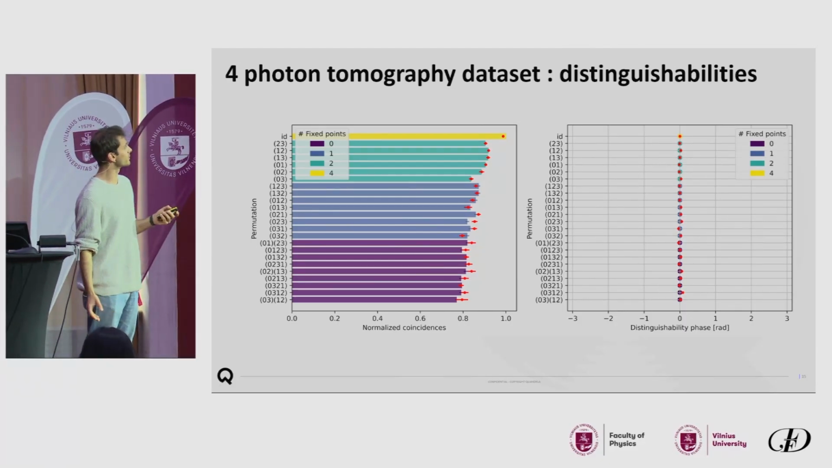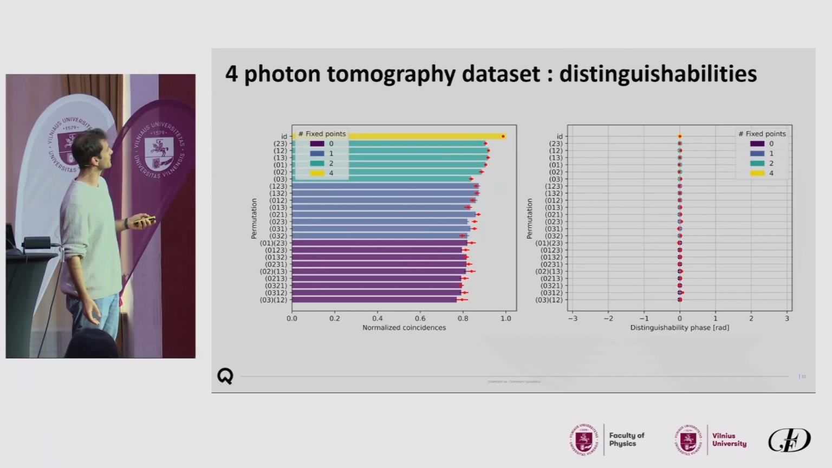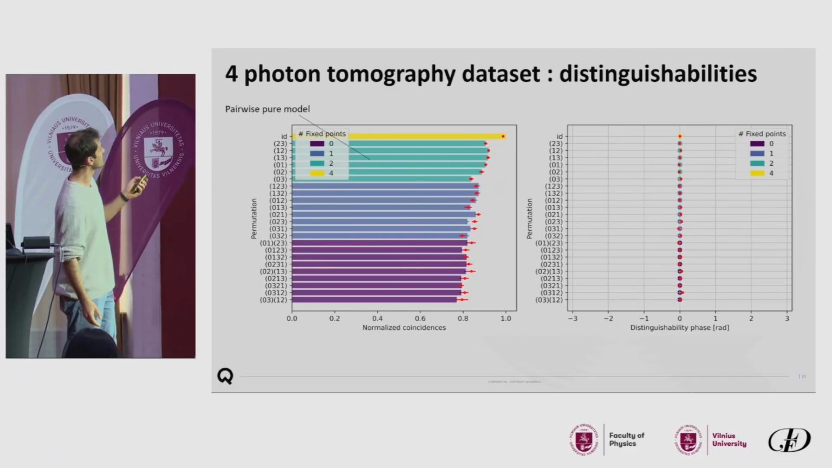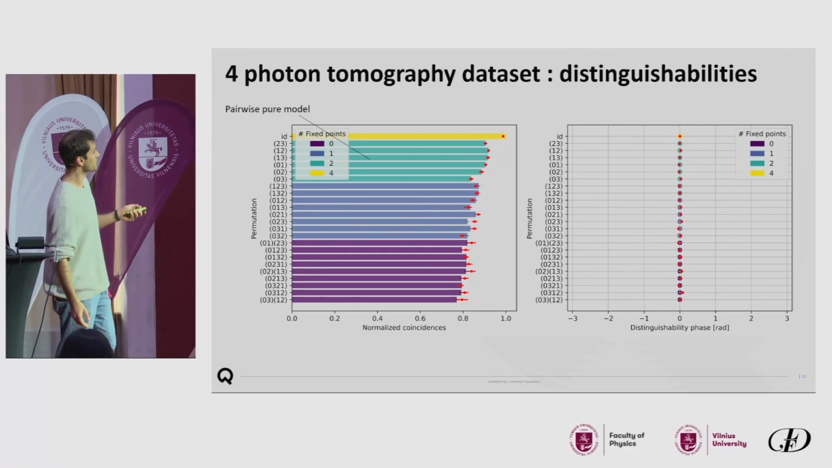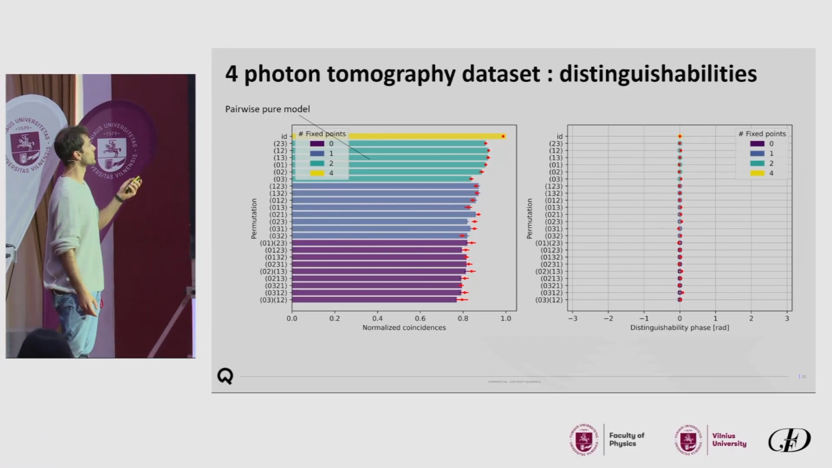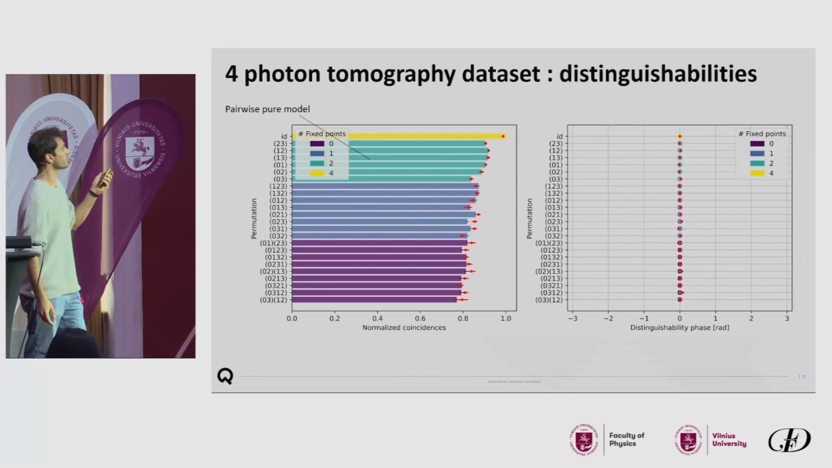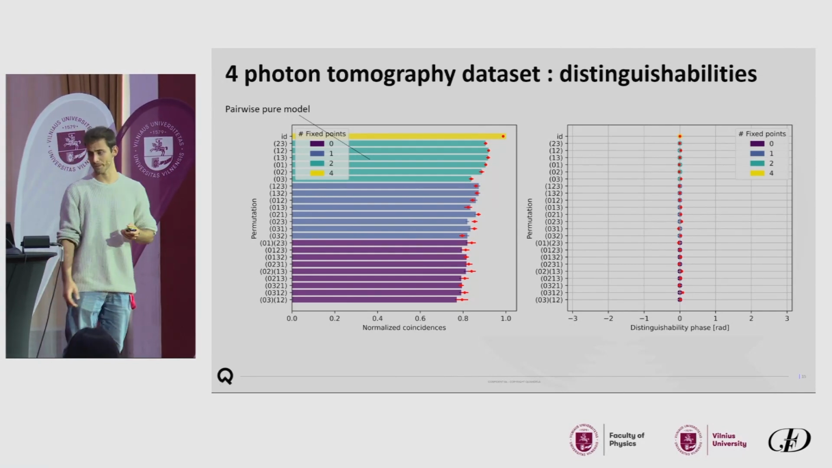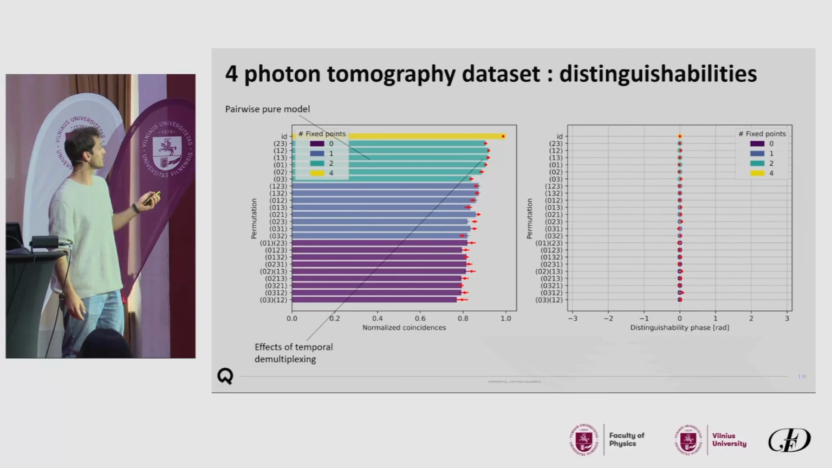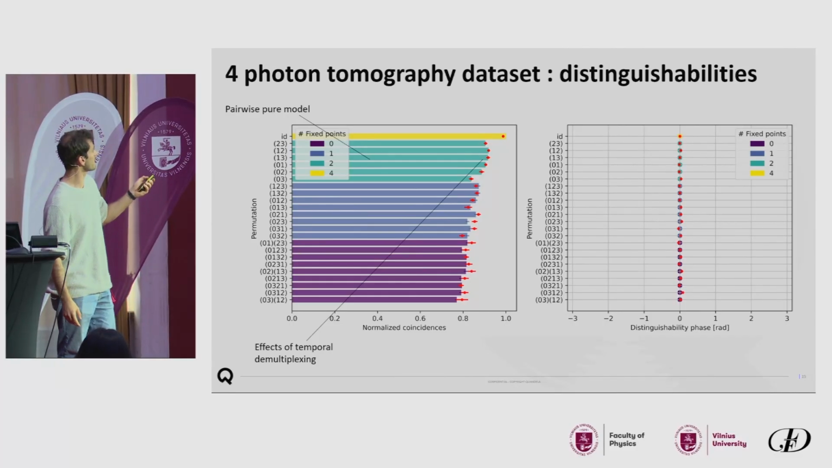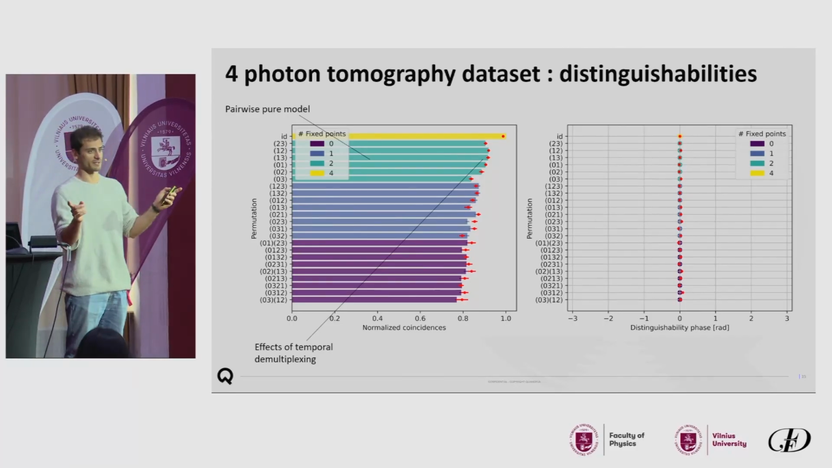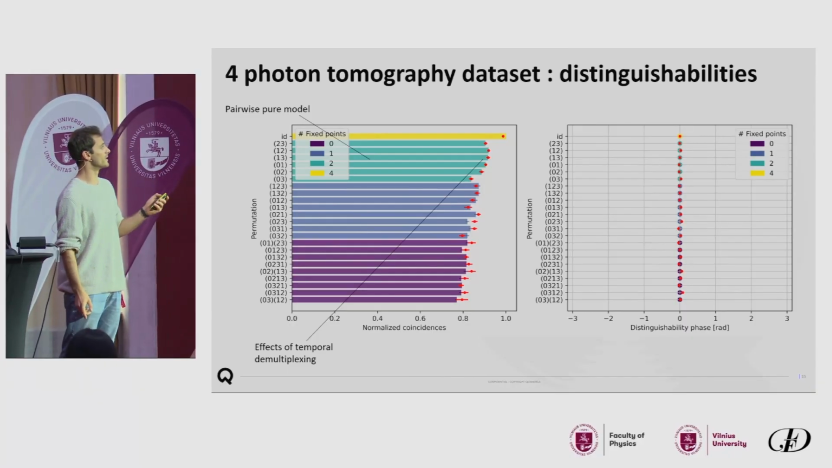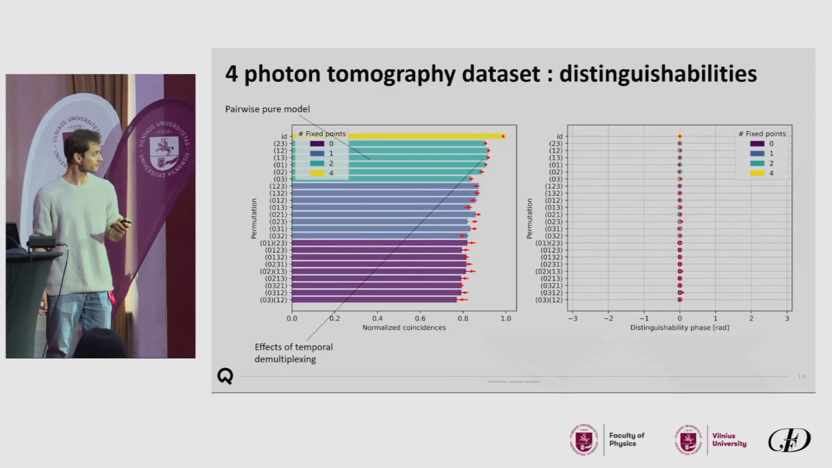We can then try to draw some very basic observations. The first thing we see is that what we measure, the red points, is very consistent with the pairwise pure model, which is what the orange reference bars are there for. The other thing is that we clearly see the effect of temporal demultiplexing, where, for example, photons 0 and 3, the farthest apart, show us the lowest pairwise distinguishability.